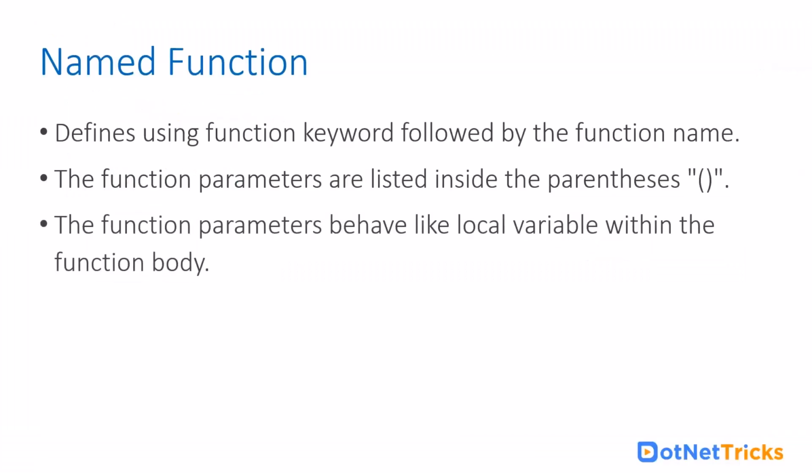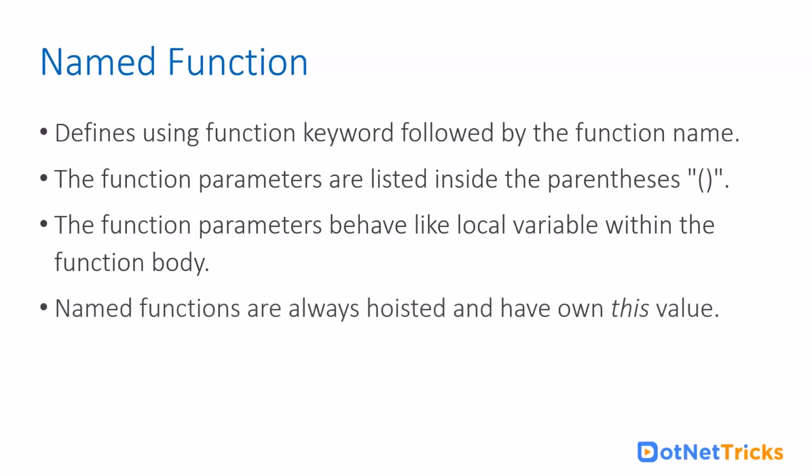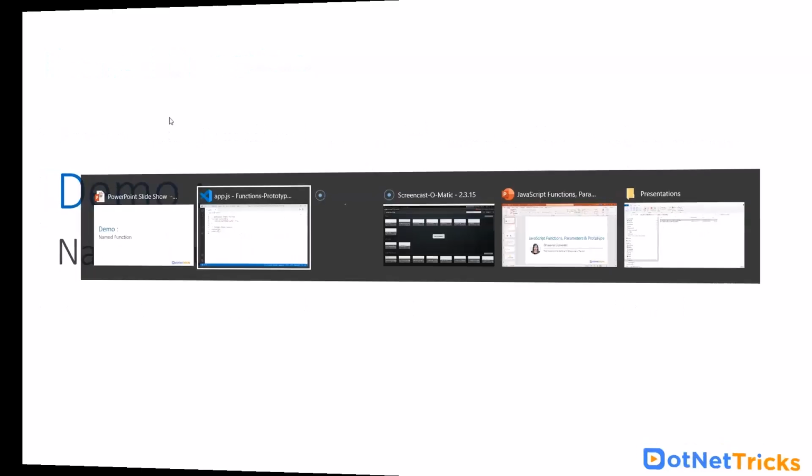Function parameters behave like local variables. They exist within the function body. By default, they are declared like let, not with the var keyword, and they are used within the function body itself. Named functions are always hoisted and have their own this value. Hoisting has already been discussed, please go and check the recordings. Let's talk about them practically.